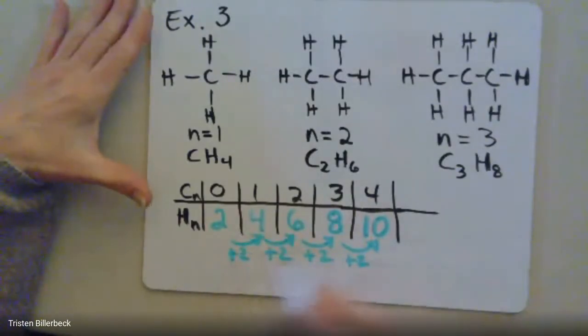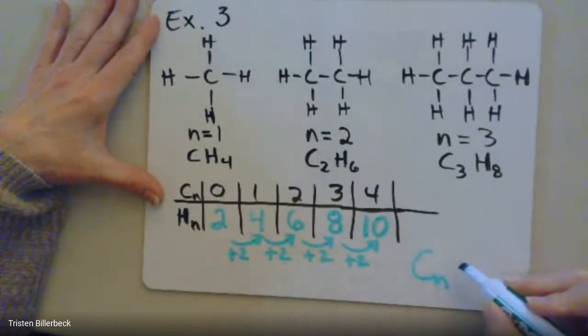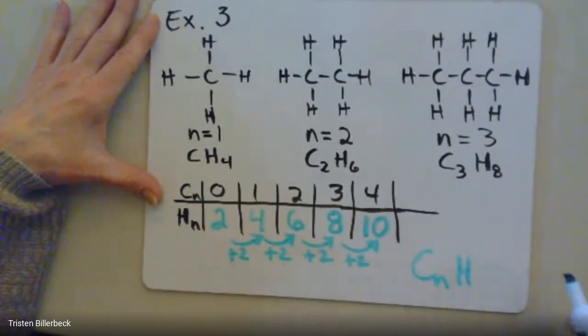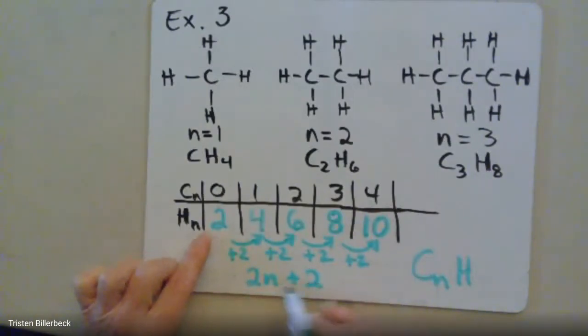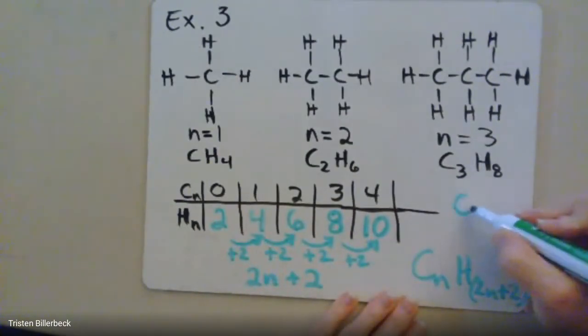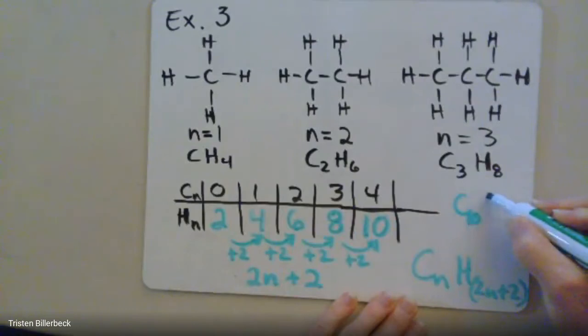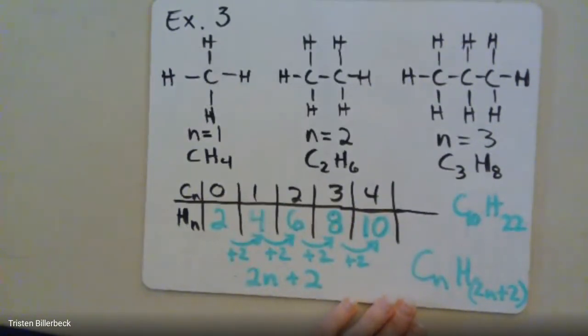All right, so if we look at how we can predict this, our carbon molecule would be C sub n, and our hydrogen molecule will be how it's changing, so that's 2 times n plus how it started, 2. So we would write 2n plus 2 down here. Then we can predict if we had carbon 10, then our hydrogen would be 2 times 10 plus 2, which would be 22.